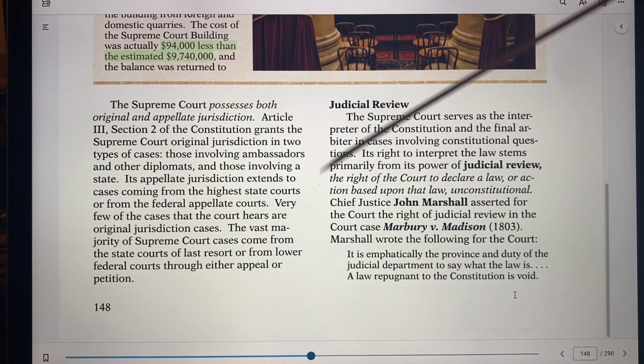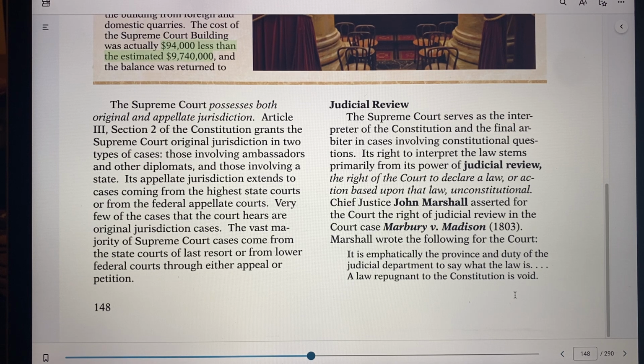So now let's talk about this judicial review. This is actually pretty important. So the Supreme Court serves as an interpreter of the Constitution. That's what judicial review means, that the Supreme Court has to interpret the Constitution and see if that law or that situation, if the Constitution applies, right? If it's constitutional or unconstitutional. That's actually what they were put through the Constitution to do, right?